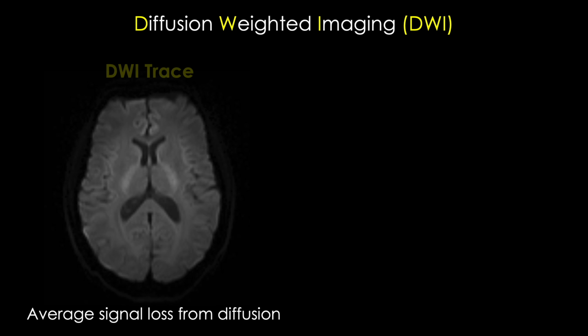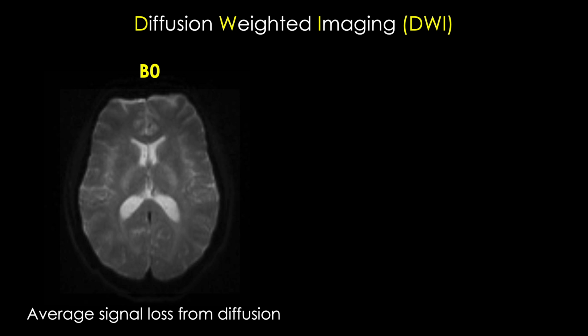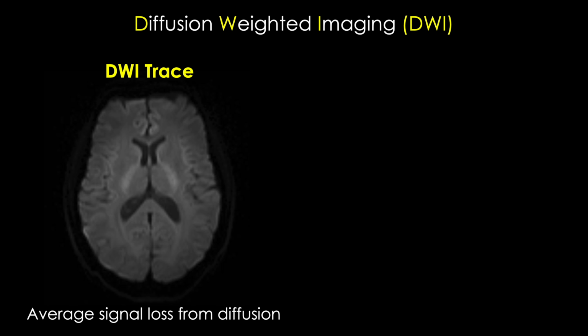If we look at the B0 image, our image without diffusion gradients applied, you can see it's a poor quality T2 weighted echoplanar image. After we apply our diffusion gradients and average it all out, we get this DWI trace image and look at the CSF flowing within the ventricles. Where we have the most water movement, we get the most signal loss. So let's talk about restricted diffusion.